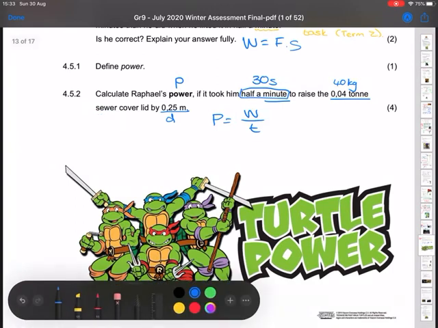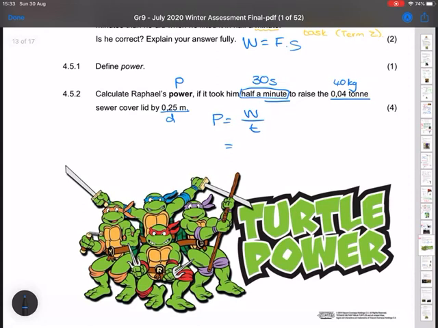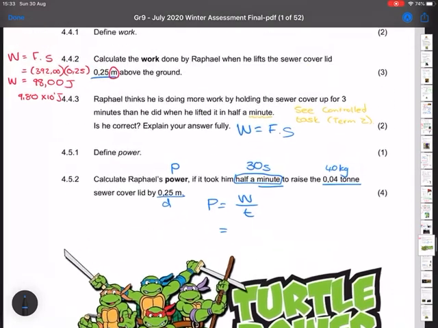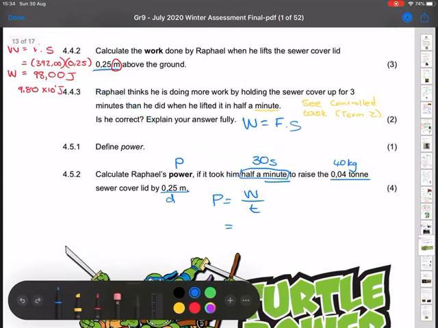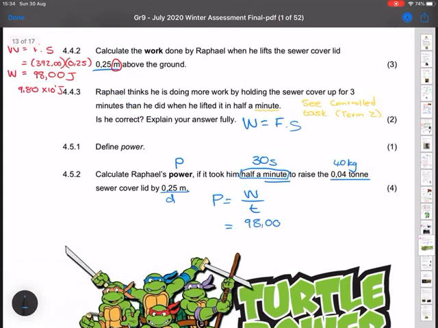Very weird. So power is work divided by time. The work done is from this question over here where you calculated the work done. So that 98 goes into there for your work. It's 98 joules divided by a time. I told you time is going to be 30 seconds because it's half a minute. So on the side you just go 1 minute is 60 seconds. Therefore half a minute equals half or 0.5 times 60, which is then 30 seconds.